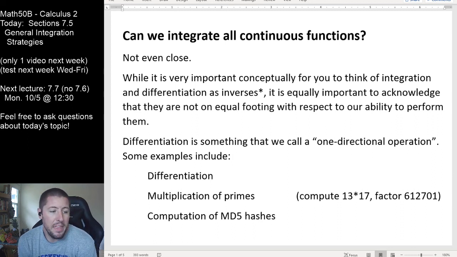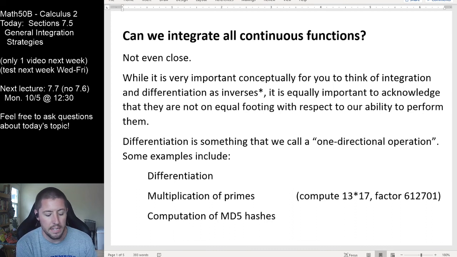A much better example, to me the best example of a one-directional operation, is multiplication. And I don't think that we think of this as being something that we can really only do one way. But the fact of the matter is, if I ask you to compute the product of 13 and 17, I am positive that every single one of us, even without a calculator, could do that in less than 30 seconds, right? Just do a little multiplication on paper.